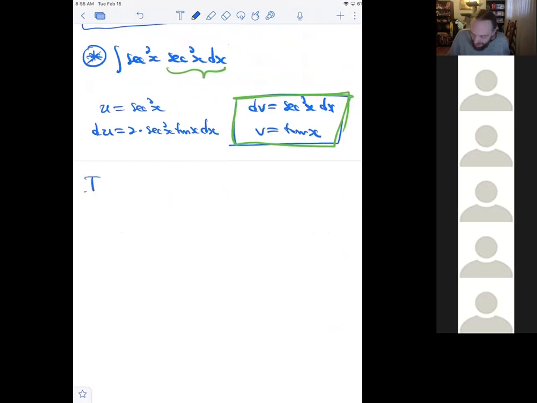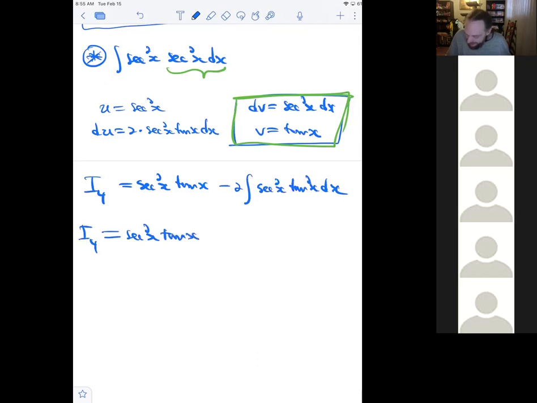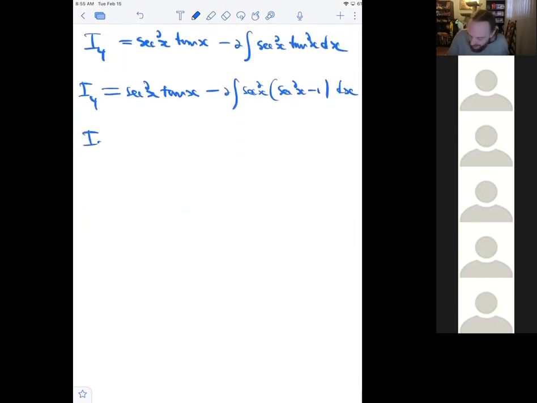So then this integral I4 is going to equal the integral of secant squared x times tan x this time, minus the integral of v du. So 2 times the integral of v, which is tan, so then I'm going to have secant squared x tan squared x dx. I guess I am doing it. I can't leave it. So I4 now is equal to secant squared x tan x minus 2 times the integral. What do I do now? Turn the tan squared into secants: secant squared x minus 1 dx. So I4 is equal to secant squared x tan x minus 2 times I4, plus 2 times the integral of secant squared x dx.